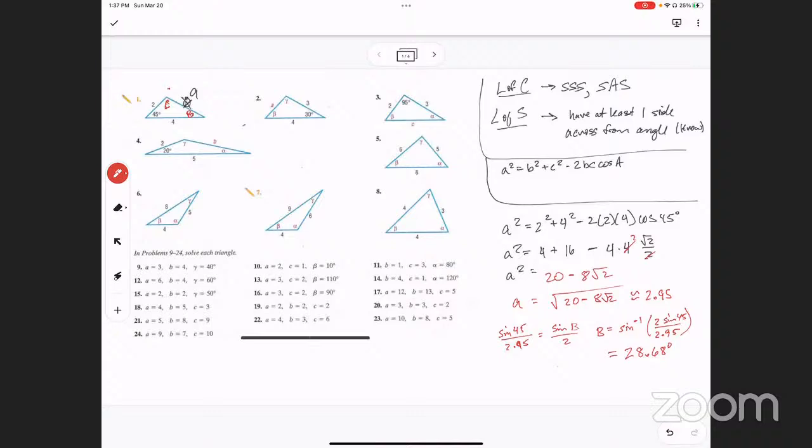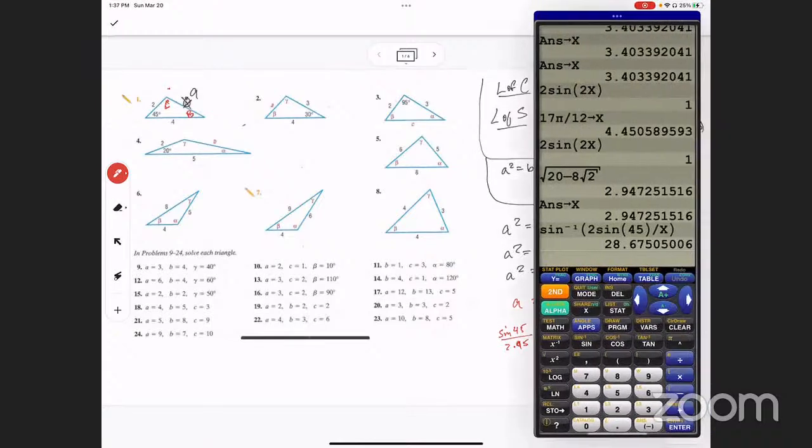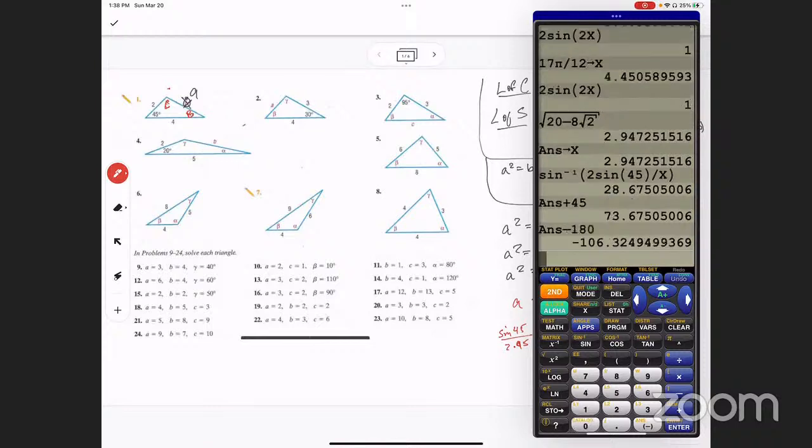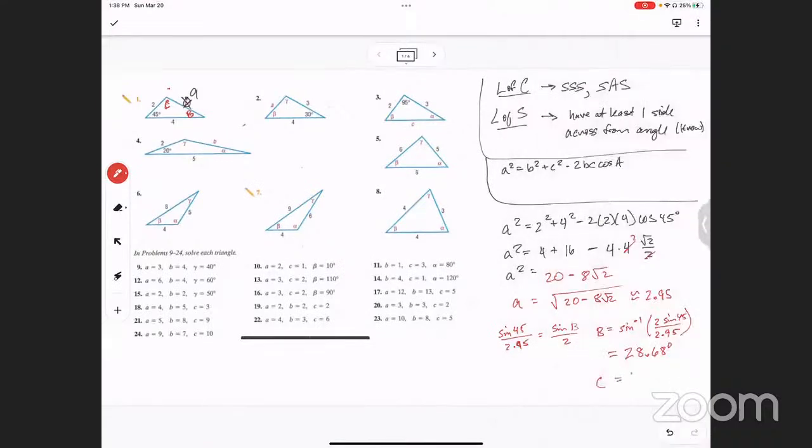How do I find it? You could use the law of sines again. Do I have to? Oh no, you could just subtract them from 180. Perfect. Always do it the simplest way. So I'm adding them together and then subtracting from 180, and it's 106.32. There are my different angles, and now you go back in and write what they actually are.